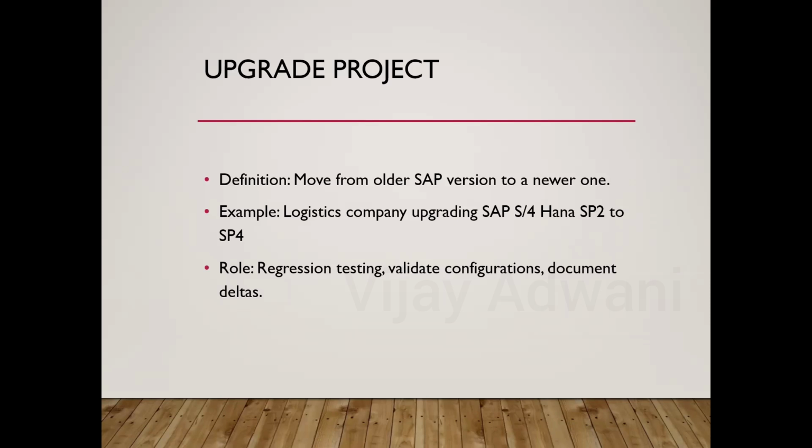Now, what happens in an upgrade project? You are already working on something. There are different kinds of customizations and configurations which you do. Now you are already working on something in SAP S4 HANA Service Pack 2. Now what happened? The organization upgraded itself from Feature Pack 2 to Feature Pack 4 or Service Pack 4. Now when it upgraded itself, certain things which were already working, or certain T codes which were already working fine, might not work.